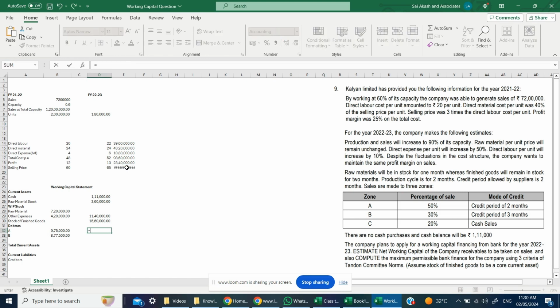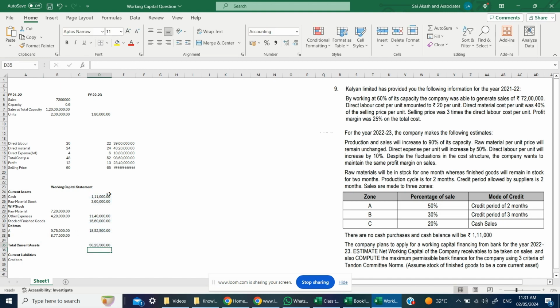So what is my total of debtors? My total of debtors is 18,52,500. Correct? This into 50% into 2 by 12. So this total into 30% into 3 by 12. So this is my debtors valuation. So this will give me my total current assets.